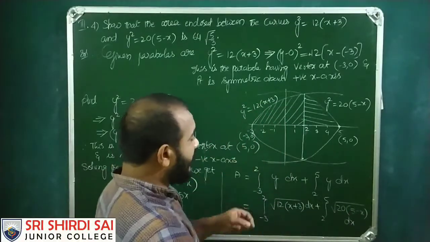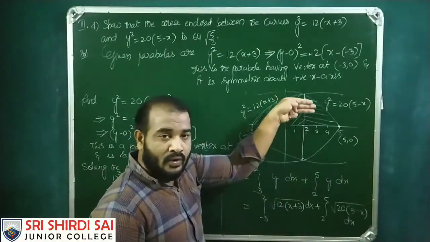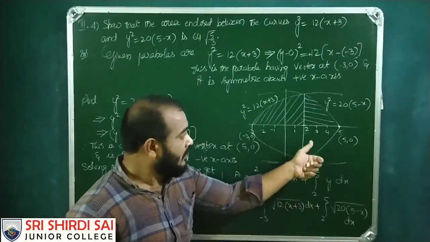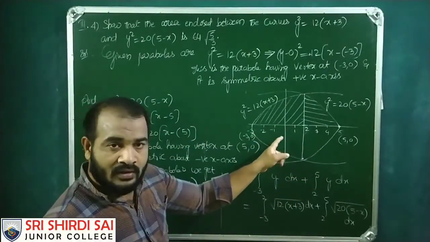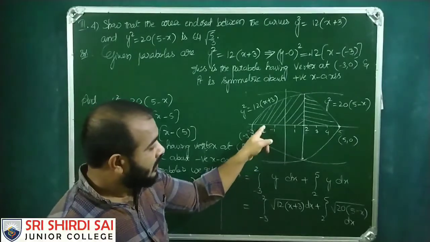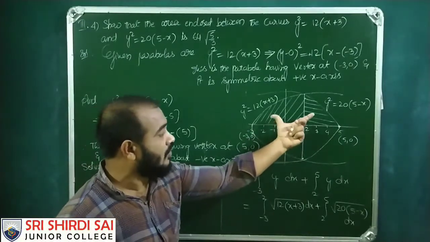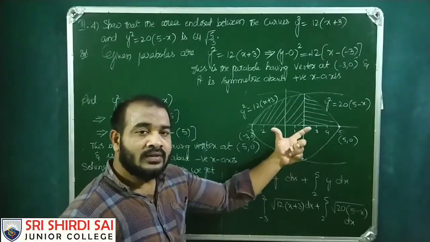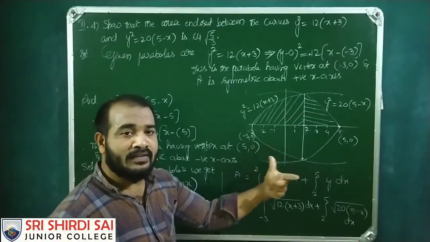If you do so, then actually the above curve only we are going to get. So for getting the total curve, this is the area of the region symmetric about x axis. Therefore this part only we are going to get. If you want this also, we have to multiply the answer with 2.